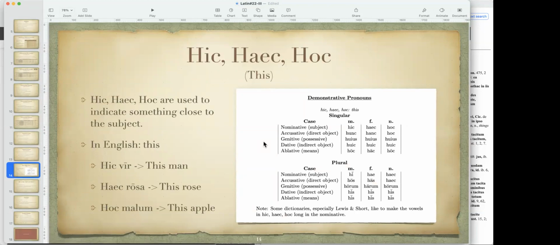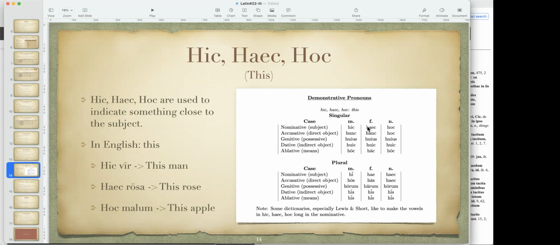By the way, there have been various jokes about that. Hic, haec, and hoc are used to indicate something close to the subject. In English, we use the word this. So hic vir, this man; haec rosa, this rose; hoc malum, this apple. Nothing too mysterious about it. It kind of forms a pattern that matches some of the declensions we have. It is an irregular verb. Sorry, not a regular verb.